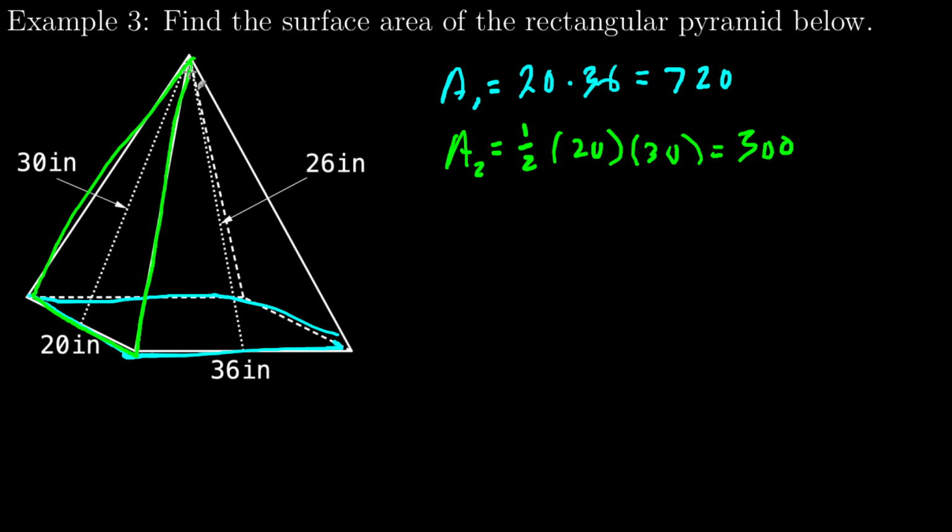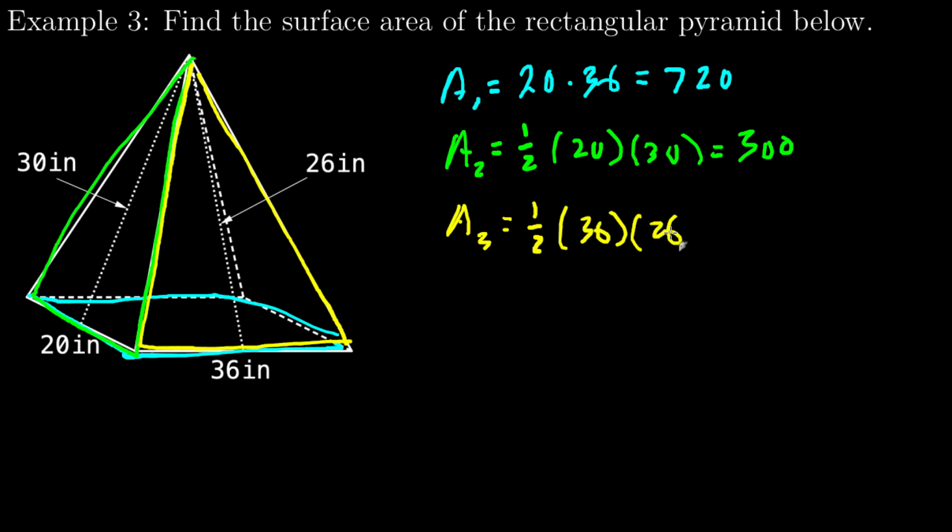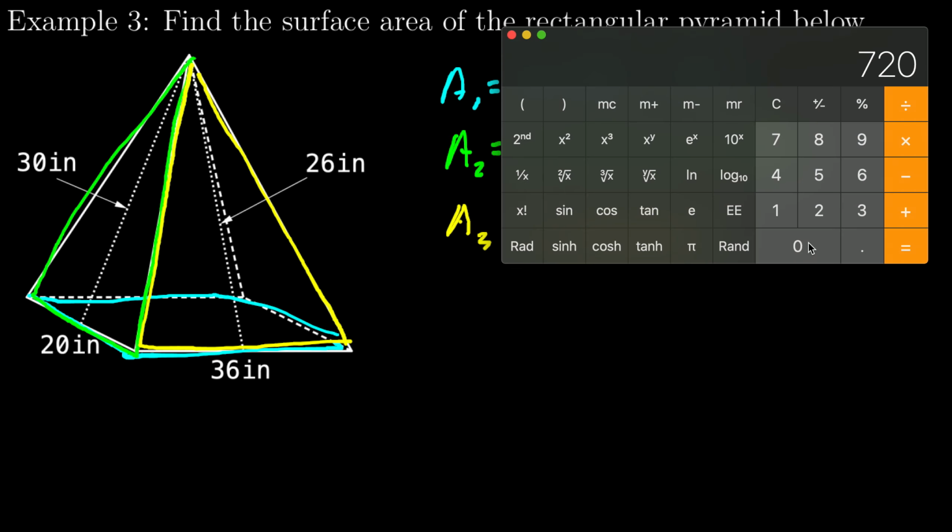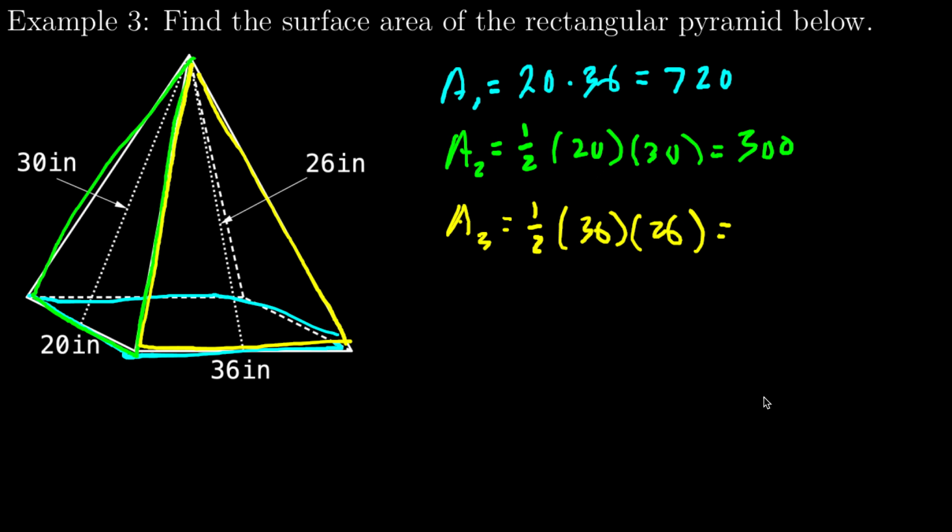Now for the front and back, and I'll definitely be going to the calculator for this one. So I have a 36 as a base, 26 as the height, so that's going to be 1/2 times 36 times 26, which is equal to, and let's go to the calculator, so 1/2 is the same as 0.5 times the base, 36, times the height, 26, and I get 468.